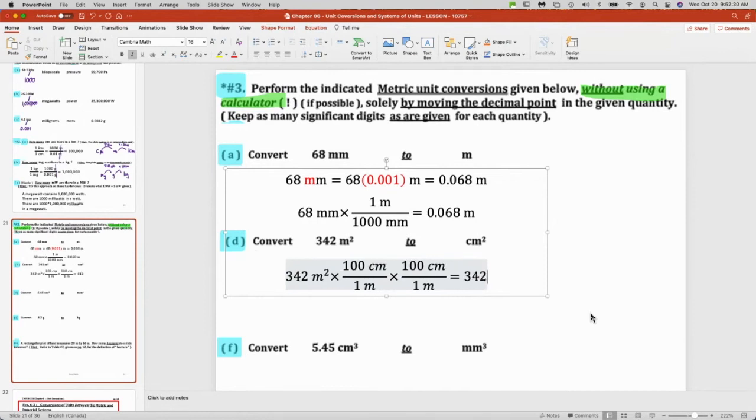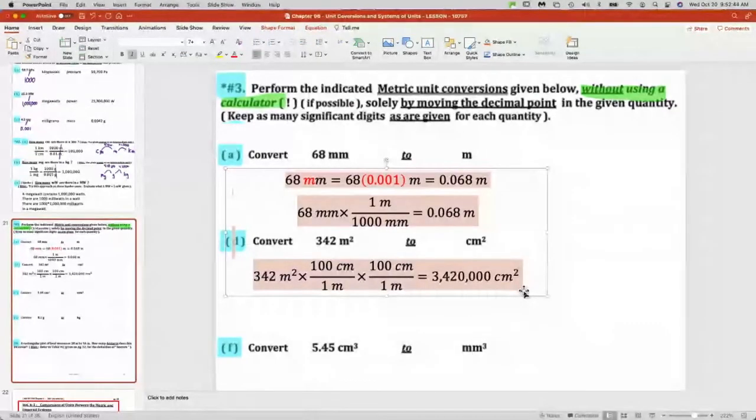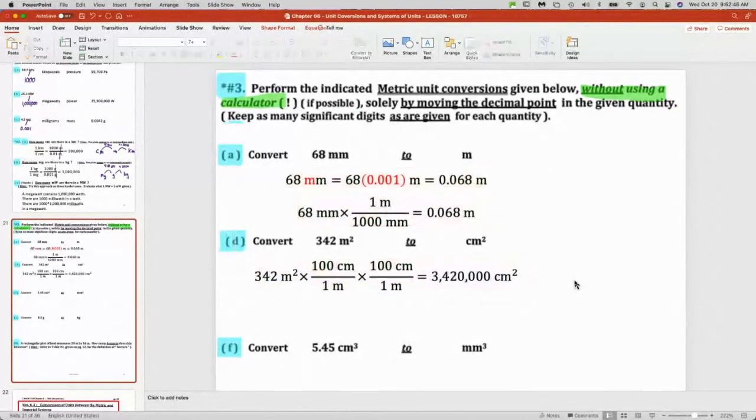342, and start counting zeros. 1, 2, 3, 4 centimeters squared. So this fraction approach that I introduced to you at the beginning today, I hope that I'm convincing you of its usefulness in situations where things start to get weird.